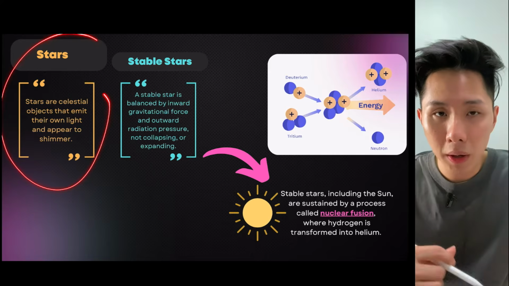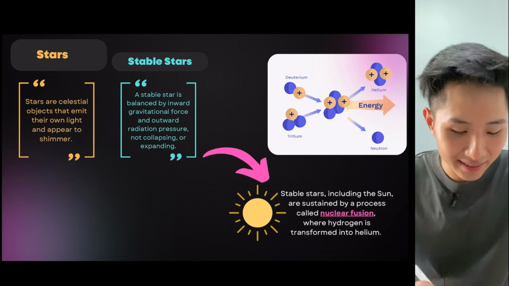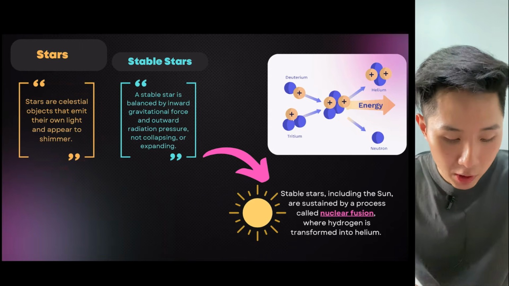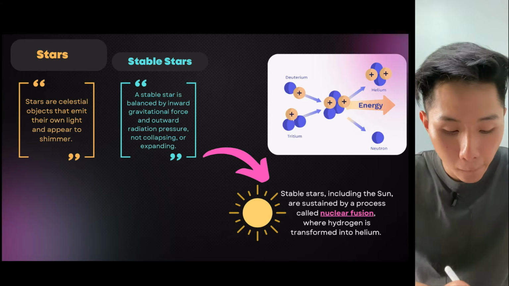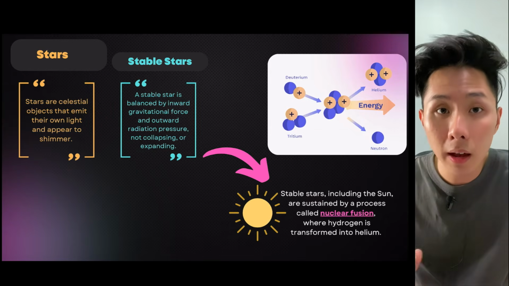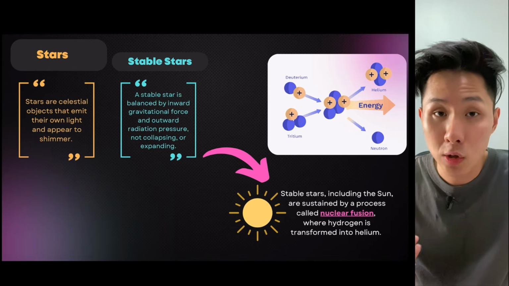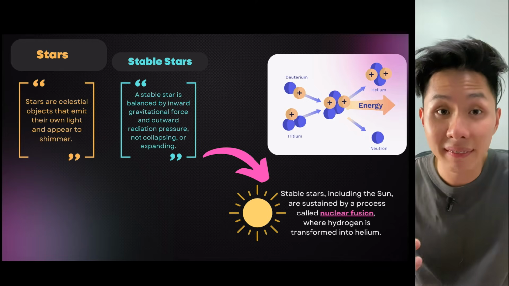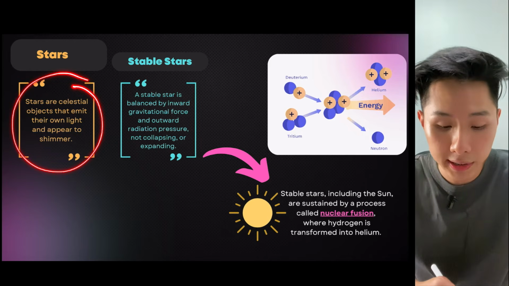And let's define what a star is and whether the sun is a star. So stars are celestial objects that emit their own light and appear to shimmer. By looking at first glance, we already know that the Earth is not considered a star because it doesn't create its own light, it doesn't shimmer. But on the other hand, the sun fits the definition of what a star is.